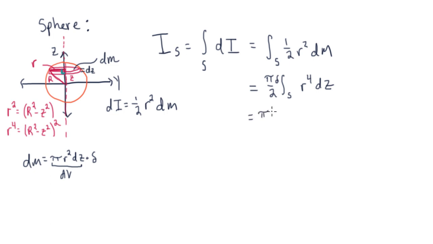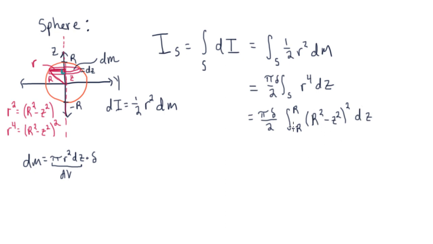So the integral I'm trying to evaluate is pi delta over 2, and then integrate. Okay, now I can actually put in my z limits. So z is going from minus R up to R, minus R to R of R squared minus z squared, all squared, dz. All right, fun stuff. All right, so what are we going to do?